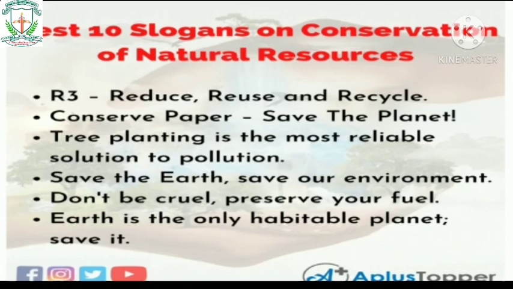Best 10 slogans on conservation of natural resources. You can see them in this chart. Reduce, reuse, recycle. Conserve paper, save the planet. Tree planting is the most reliable solution to pollution. Save the earth, save our environment. Don't be cruel, preserve your fuel. Earth is the only habitable planet. Save it.